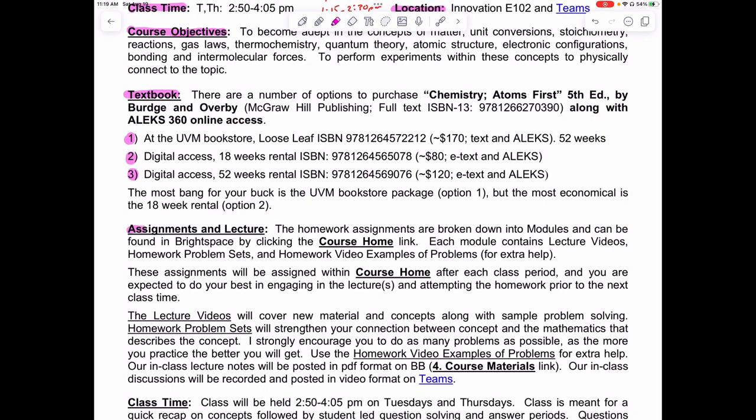Assignments and lecture. So basically, I've broken down all the chapters into modules, and these are found in Brightspace by clicking the course home link. Not only are we changing the textbook this semester, we're also changing the entire EVM platform. We used to be on what was known as Blackboard. Now we're on what's known as Brightspace.